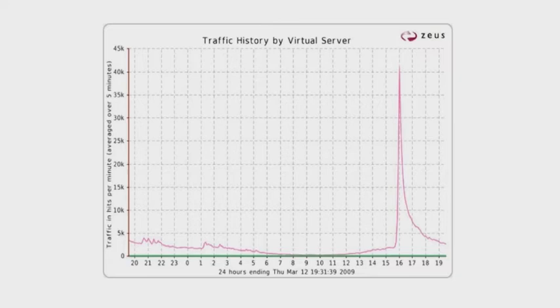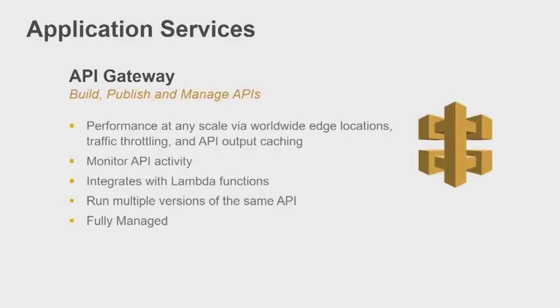So they made a change to the architecture to move to a distributed system based upon hundreds of microservices, all running on AWS. Now, if you think about what approaches you can take to build your microservices applications on AWS, I'm just going to go through a number of services for you to consider.